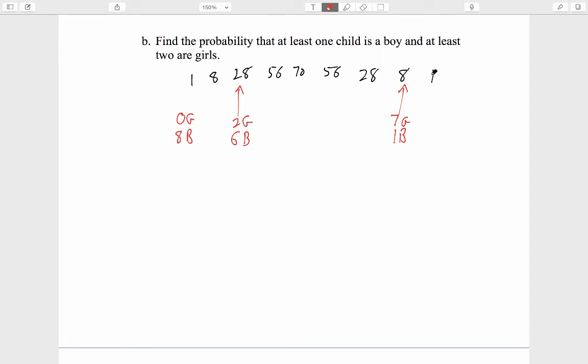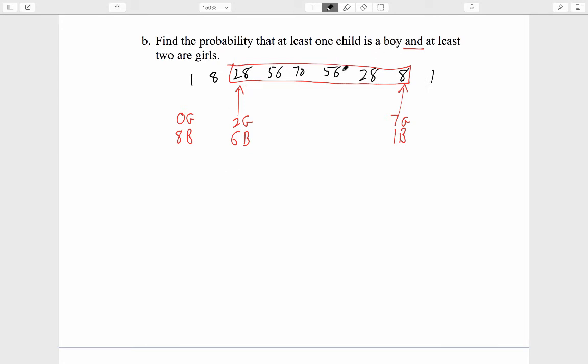This is 8 girls and no boys. Furthermore, there have to be at least 2 girls. In other words, we have to be looking at this 28 or something to the right of this 28. Because we need to satisfy both of these constraints, it's the numbers inside this box that are counting up outcomes in the event. The remaining 1 plus 8 plus 1, which is 10 outcomes, are the outcomes that don't live inside our event.